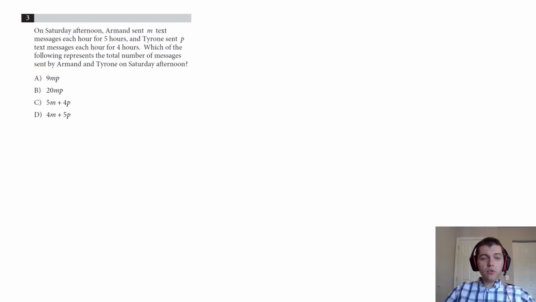Problem number 3. You have two individuals sending text messages, and what the problem is looking for is the total number of messages sent over the period of time. So write an equation that will find this. Total number of messages is equal to the messages sent by the first individual, Armand, plus the messages sent by the second individual, Tyrone. And at this point, you can see that this takes the form of total is equal to one plus another. So at this point, if you'd like, you can go back to your equation and see if that's enough to say, okay, I've solved it.